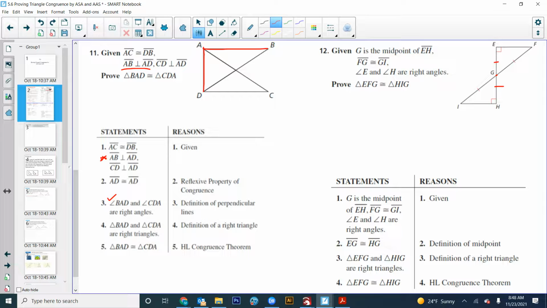Is that always the case? Is G always going to be the midpoint of both, if it's the midpoint of one? No. But isn't G still the midpoint of FG and GI? It is, but not because they told us that. They didn't say it's the midpoint, but they told us the segments on either side of it are congruent. Oh, it must be a midpoint, right? So, yeah, we came to find out that it's a midpoint of that one too, but it doesn't have to be always. All right, well, we got that. We got E and H are right angles. That means they're congruent.